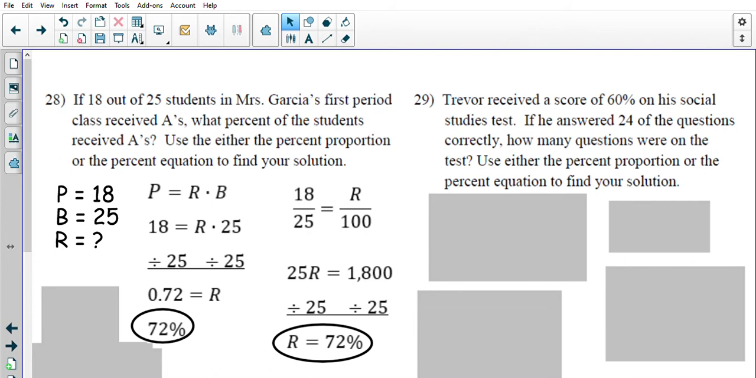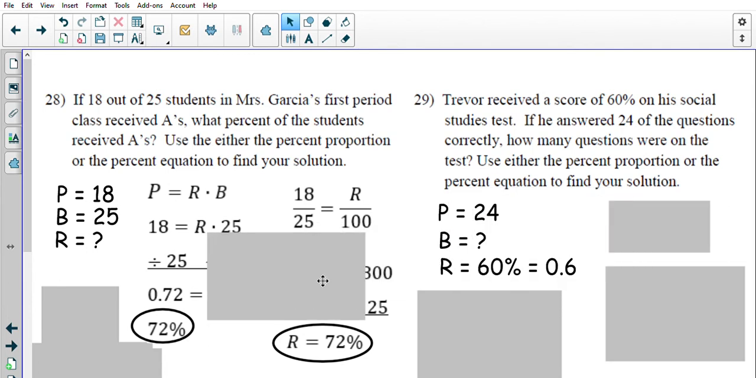So question number 29 says, Trevor received a score of 60% on his social studies test. If he answered 24 of the questions correctly, how many questions were on the test? Use either the percent proportion or the percent equation to find your solution. Again, I'm going to show both methods. That way you have a chance to see both of these.